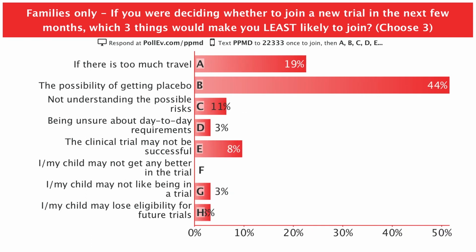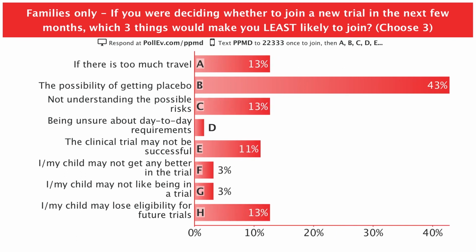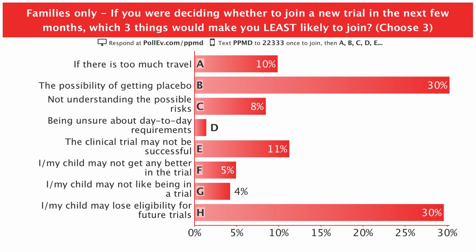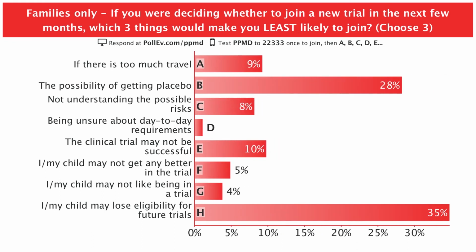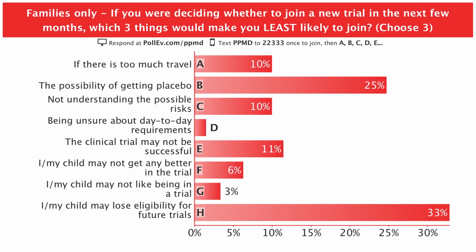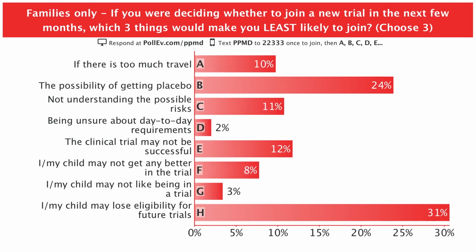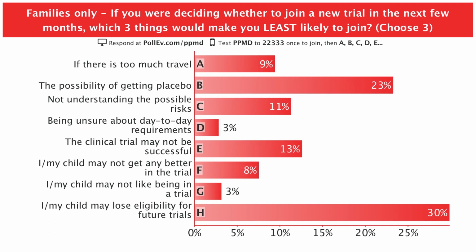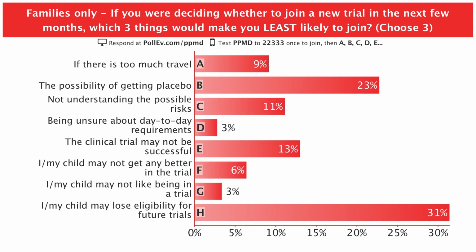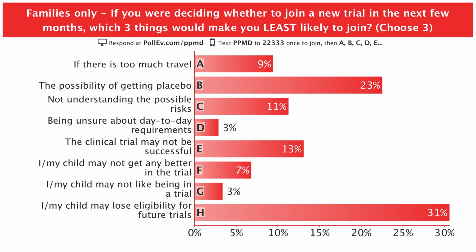So we see that placebo ranking, of course, high on that list. That possibility of placebo. Losing the eligibility for future trials is also rather high. And it's followed by the trial might not be successful. So certainly an array of responses here on these items that would make you least likely to join. And losing future eligibility for trials is highest on the list, followed by that possibility of placebo. Again, these are conversations we've had with families before in our qualitative data collection and past surveys like this.